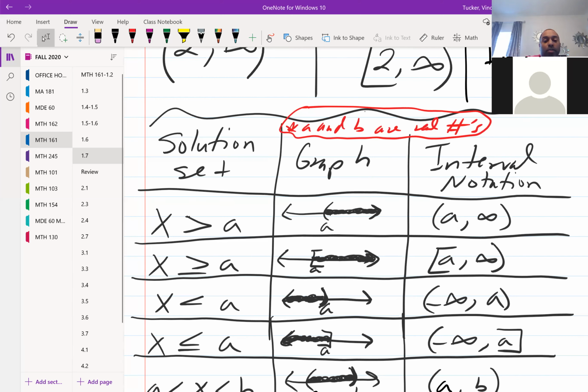Now in the second two, we're talking about being less than A. So where before we shaded to the right, the next two will shade to the left, using parentheses for the less than symbol, and bracket for the less than or equal to symbol. That's what we have sitting over our A.